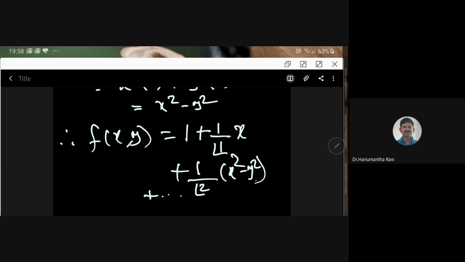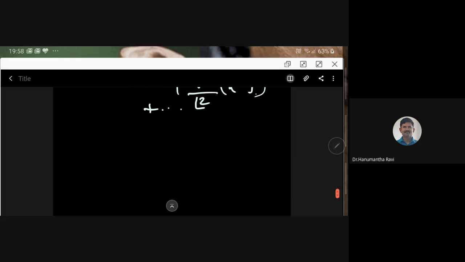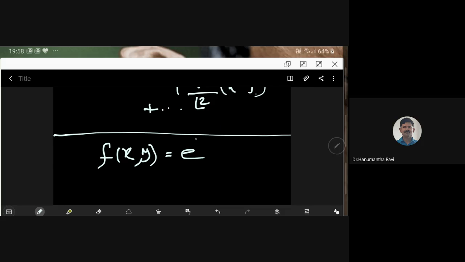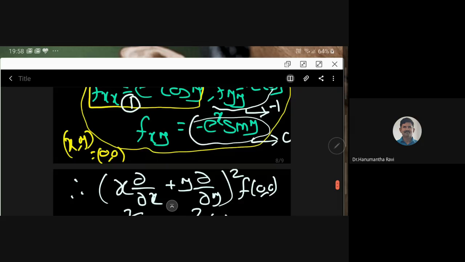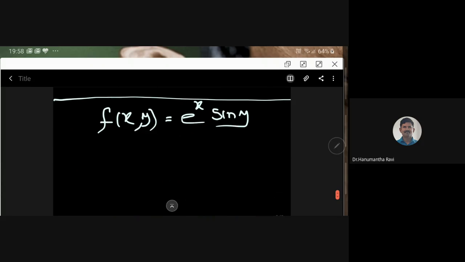So if you take that problem, one more problem we do, then Taylor series will be covered. So in that problem, what is f of x,y? e power x into sin y. The earlier problem was e power x into cos y. Now it is e power x into sin y.